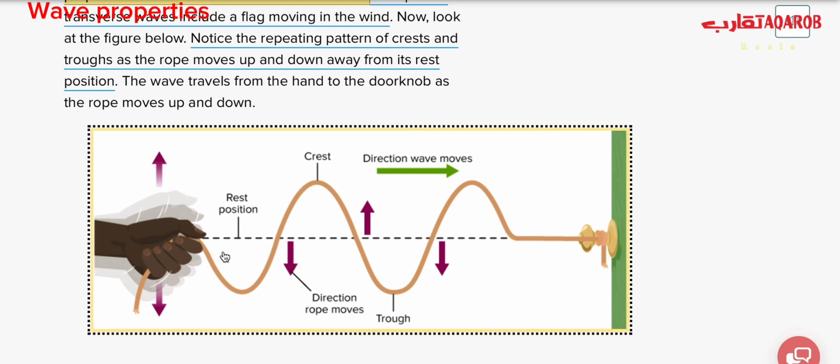Once you start to shake your hand, as you see, you are shaking up and down. This is the direction of how the waves are moving. So the waves move horizontally, but you are shaking your hand vertically, so we have a 90-degree angle. This is why they are perpendicular, so this is the transverse wave.